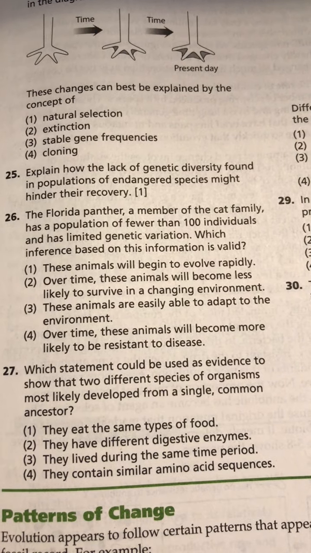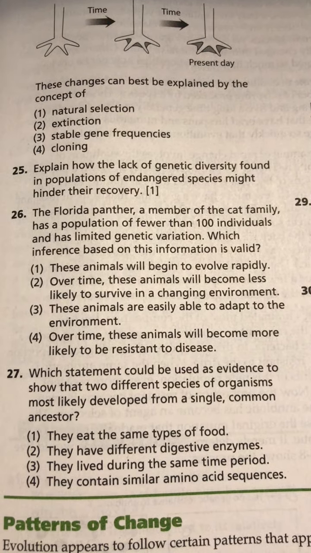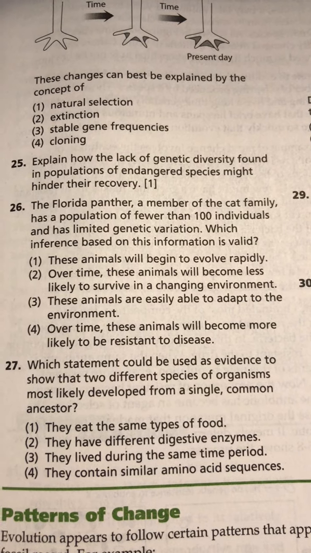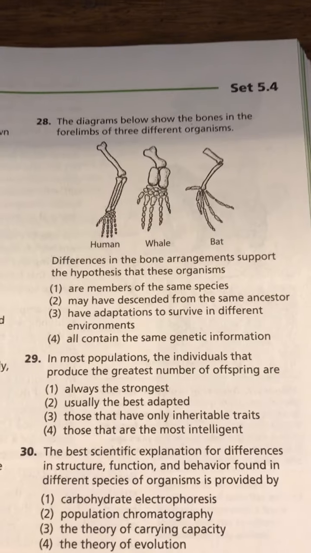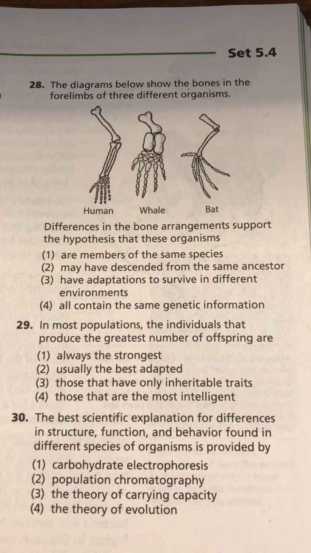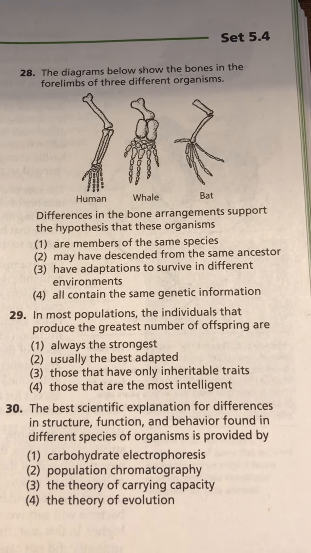They have different digestive enzymes, they live during the same time period, or they contain similar amino acid sequences. Number 28. The diagrams below show the bones and the forelimbs of 3 different organisms.